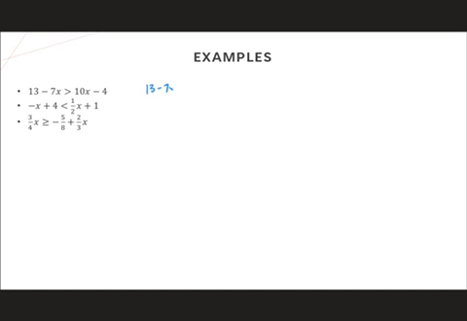Okay. 13 minus 7x is greater than 10x minus 4. So I'm going to add 7x to each side. So 13 is greater than 17x minus 4. Add the 4 to each side. So 17 is greater than 17x, which means that x is less than 1. So my interval goes from negative infinity to positive 1, not including the 1. Right? I need to be less than 1, which means the smallest number allowed is negative infinity, and the smallest number always goes on the left.